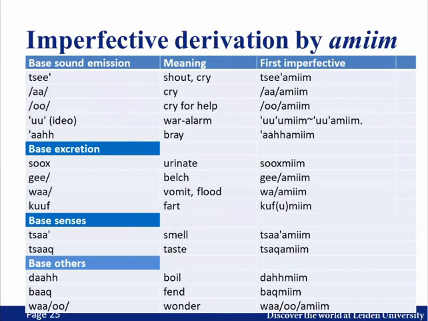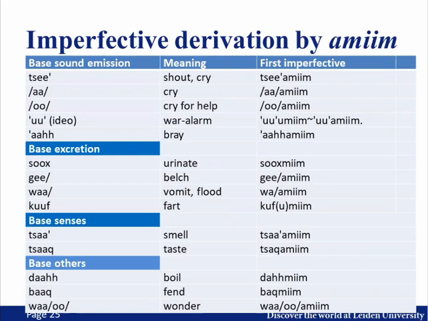And then we have a suffix amim. I could say all sorts of things about what I think has happened historically here. I won't do that. Let me just for the moment say there's a suffix amim to make the first imperfective. If I look through my examples, I can also see some clear tendencies. There are some verbs with a sound emission, some excretion, some senses, and then some that I don't have anything to say about semantically. So there seem to be some kind of subgroups within this group that use the amim.